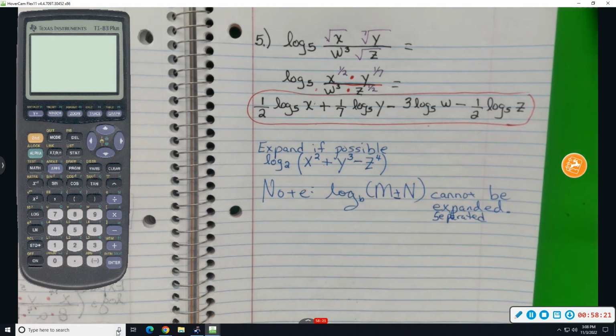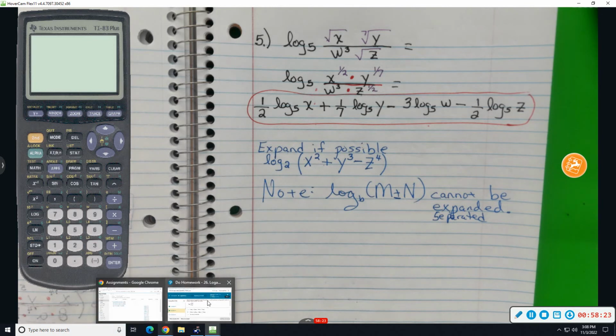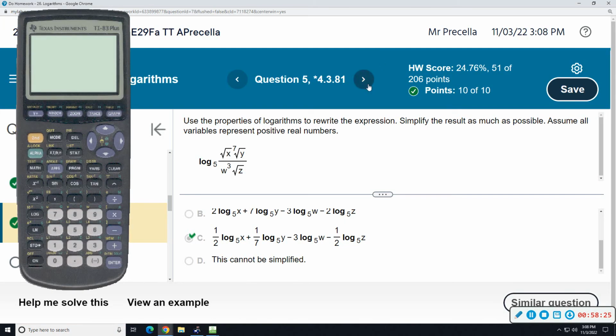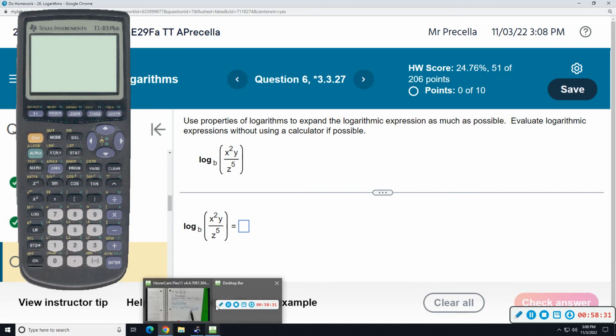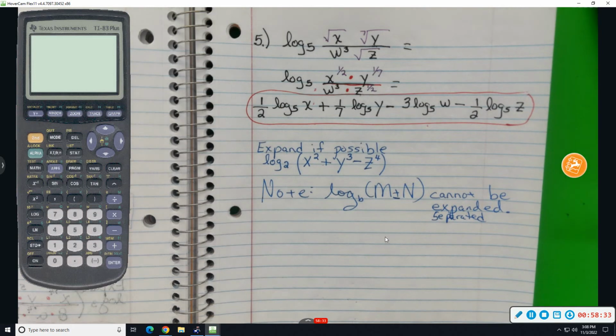Now, I think we're ready to start doing some of these where you're going to have to type the answers in. The log of a sum or difference cannot be separated, or expanded, or however you want to write it.